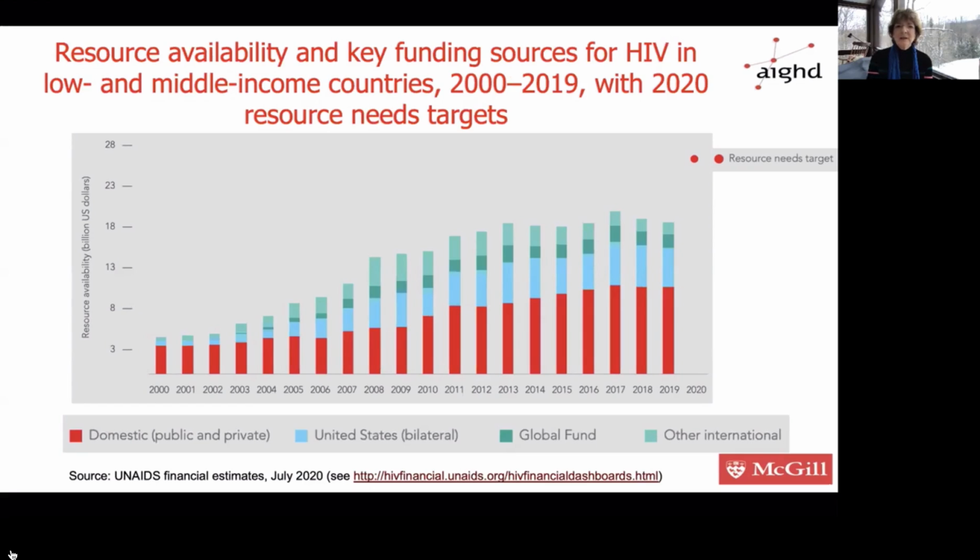And finally, we track resource availability for HIV programs in low and middle income countries. And you can see there has been a plateauing, and we are short of the 2020 resource target, which was 26 billion.